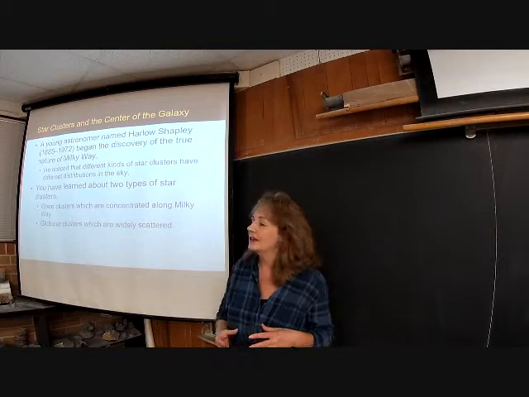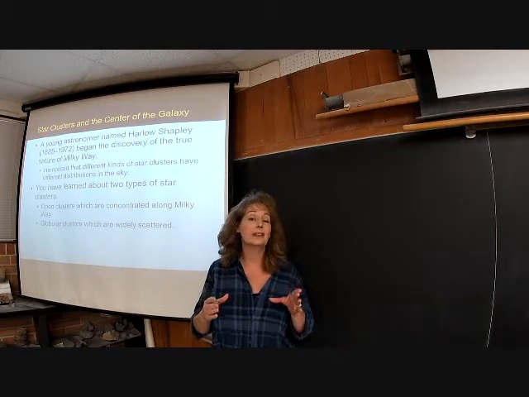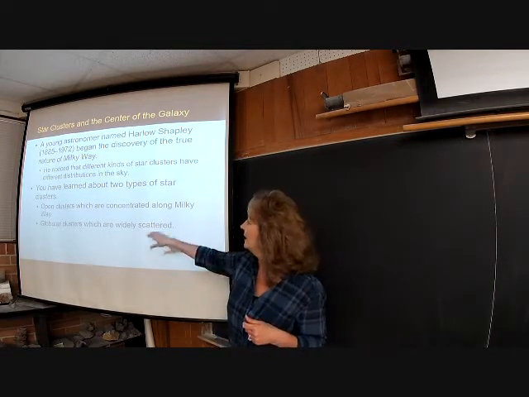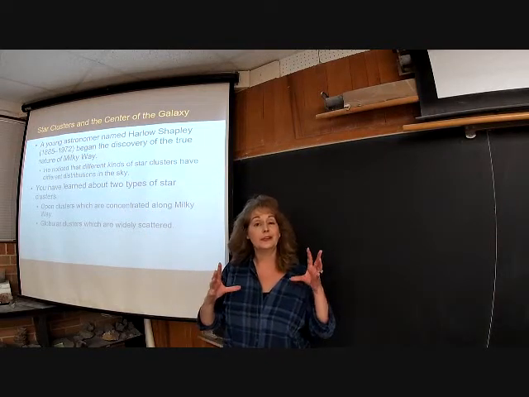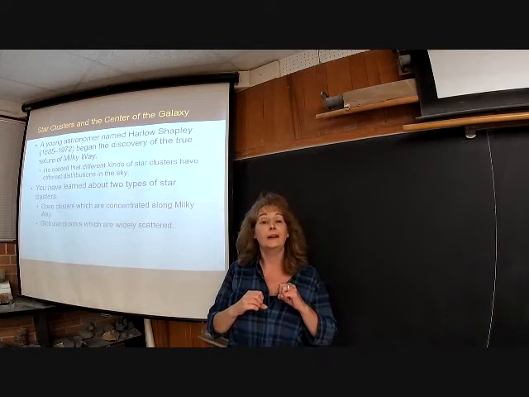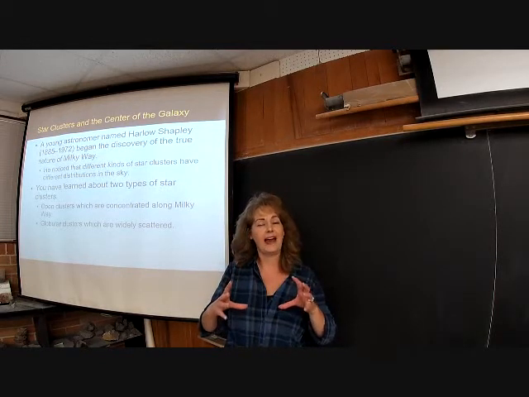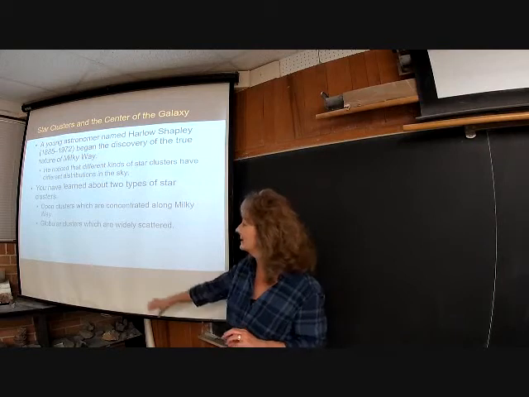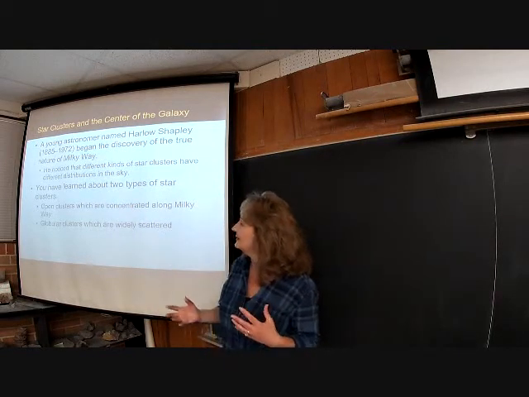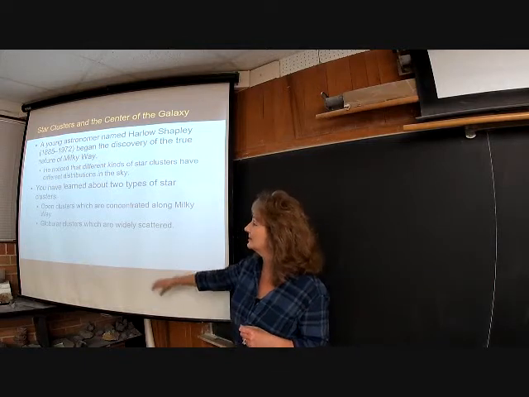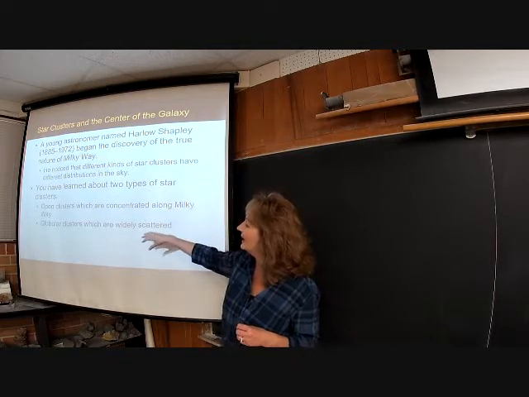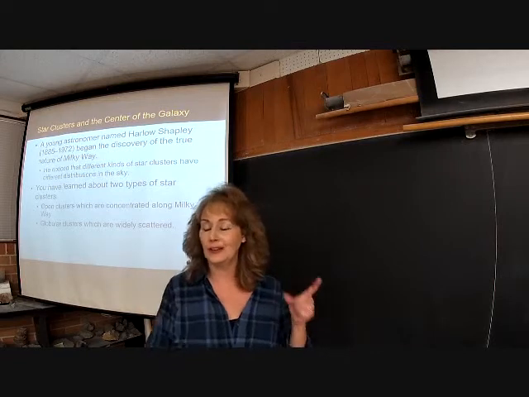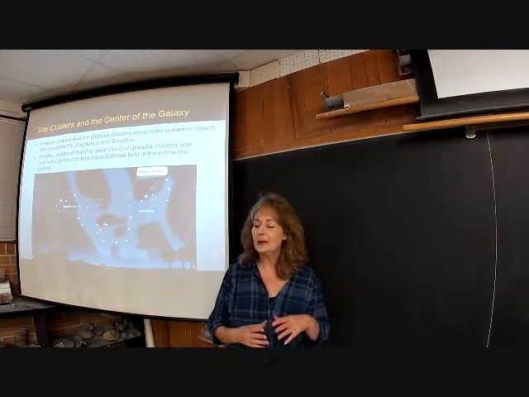So the open clusters, remember, they only had 100 to 1,000 maybe stars in them. So a little bit younger stars, that sort of thing, concentrated. And then the globular clusters, those very densely packed stars, 100 billion kind of stars packed in a small space, and those had maybe the older type stars in them. So he figured out there's this difference in the distribution between these star clusters. Open clusters are concentrated along the Milky Way. Globular clusters are widely scattered.